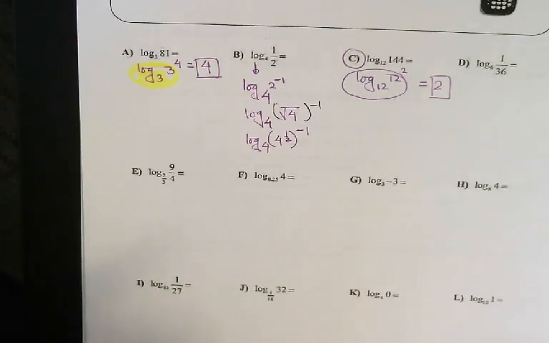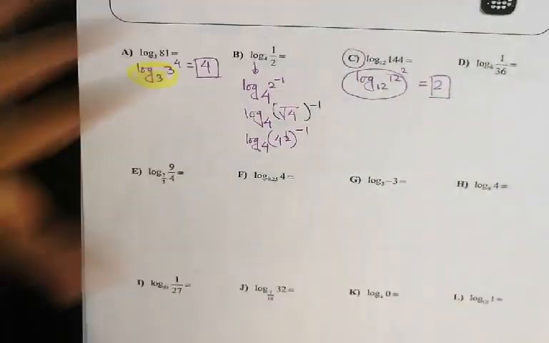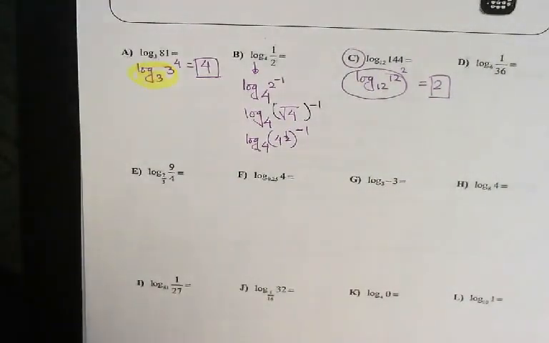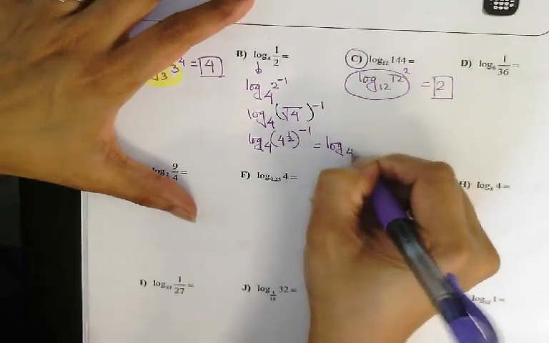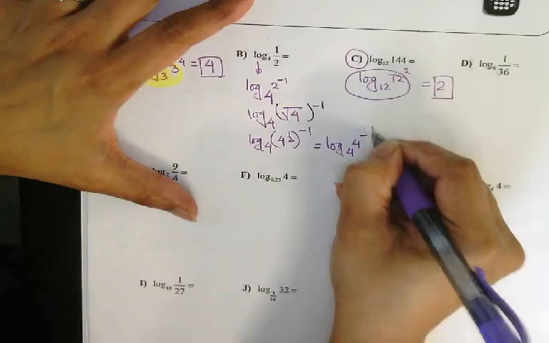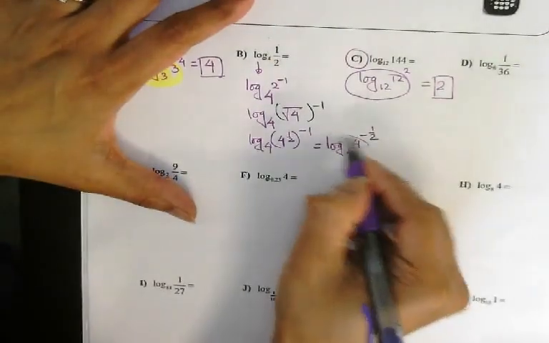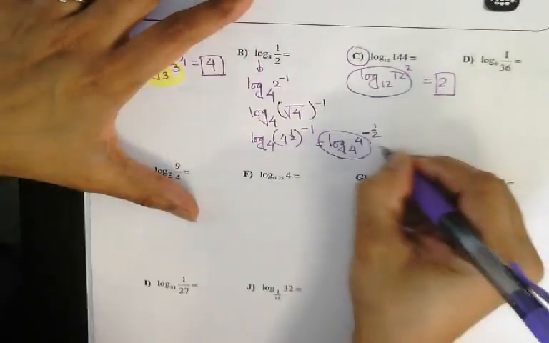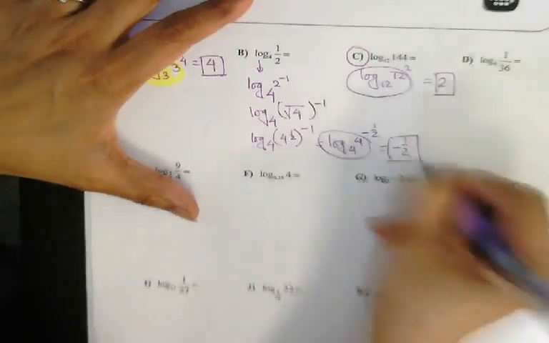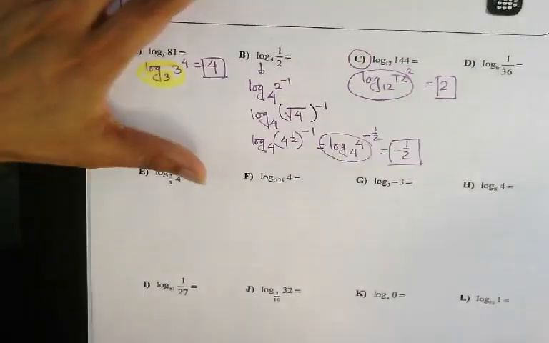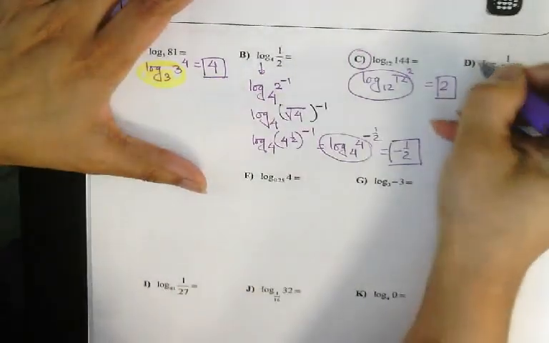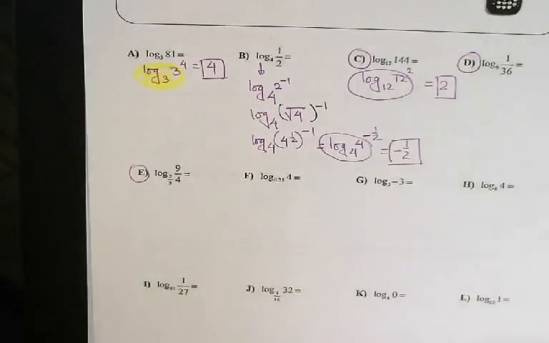Are we good? Great. Now power over a power, we multiply. So it's going to be log 4 to the power negative 1/2. This whole thing is gone. The value is going to be negative 1/2. Question, confusion, anything? We good? Great. Do D and E. Try to do E by yourself. I'm giving you a minute.